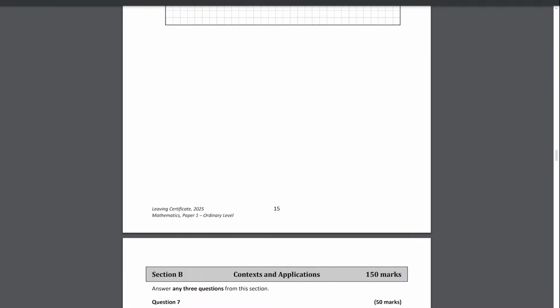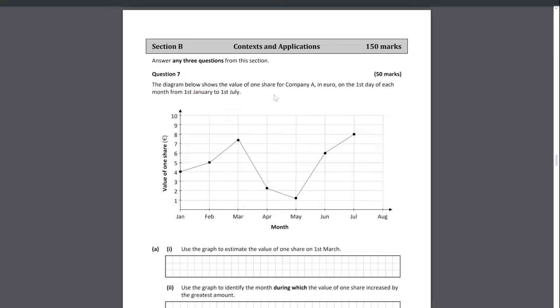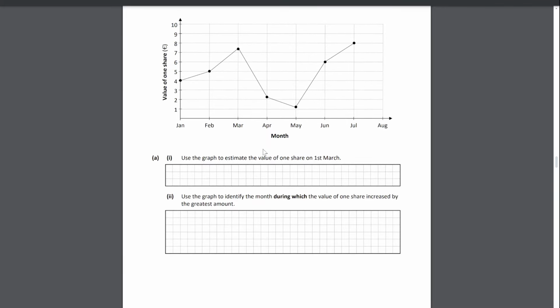Now, section B, again, they're trying to get these questions into very sort of modern stuff. This is one about a share price, and then just kind of analyzing the graph.